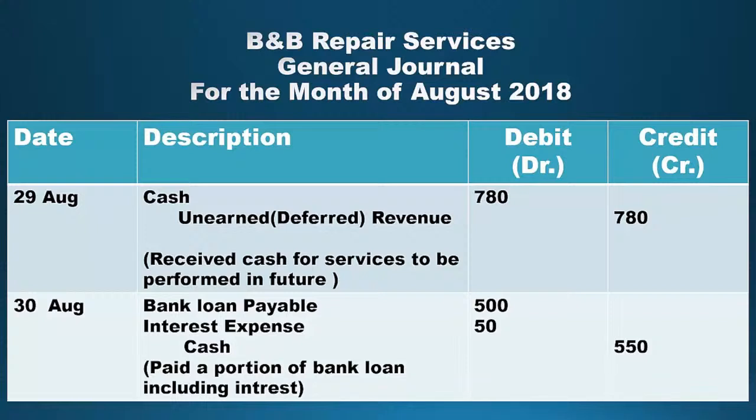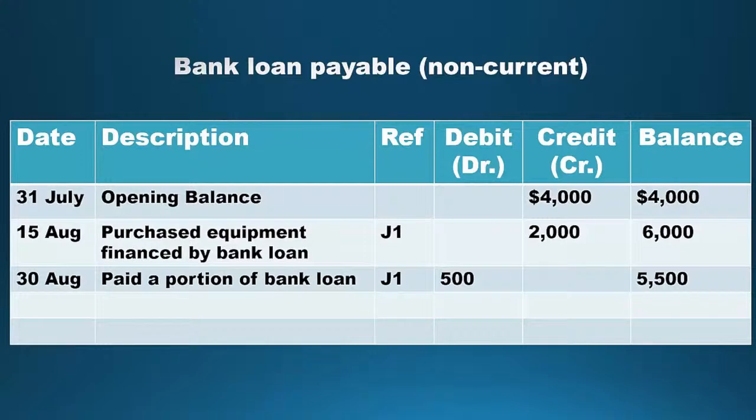The journal entry for this transaction was debit bank loan payable, $500, debit interest expense, $50, credit cash, $550. This means we'll need to post to the bank loan payable, interest expense, and cash ledgers. Posting to the ledgers. Bank loan payable ledger. 1. Date. Write the date, August 30. 2. Narrative. Add the narrative. Paid part of the bank loan principal.